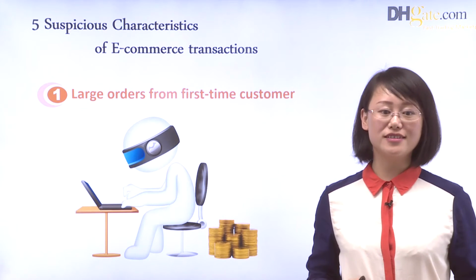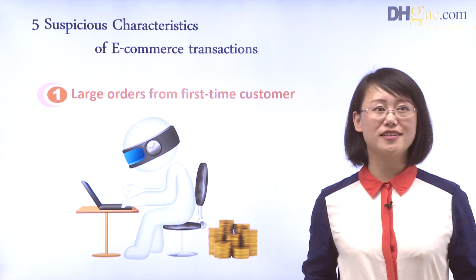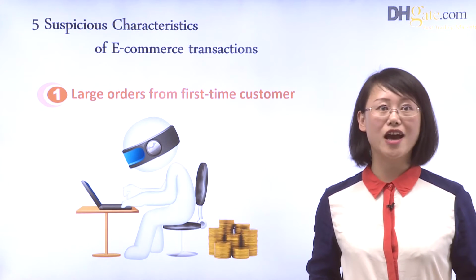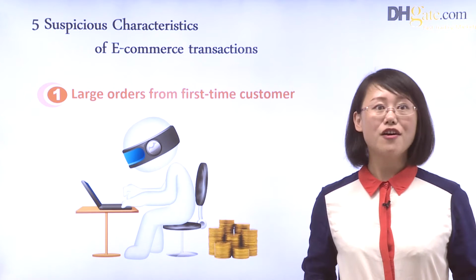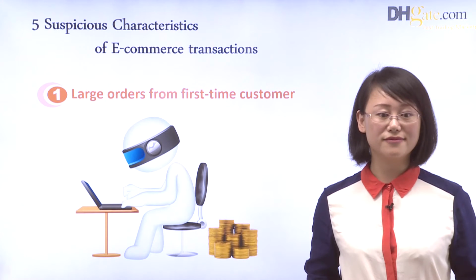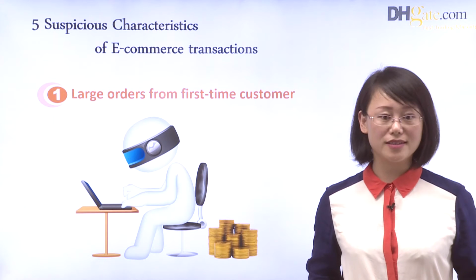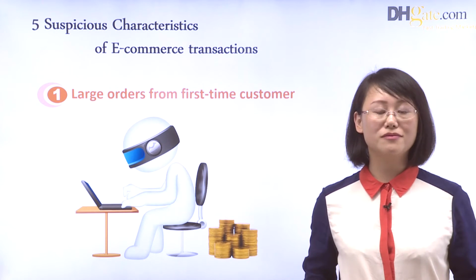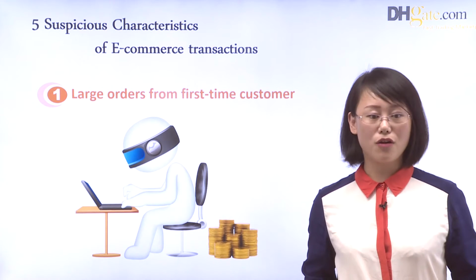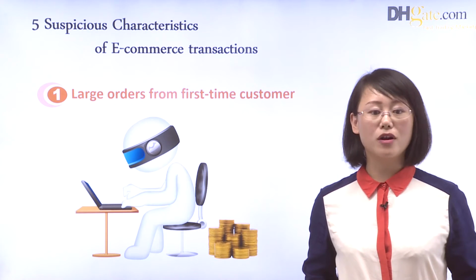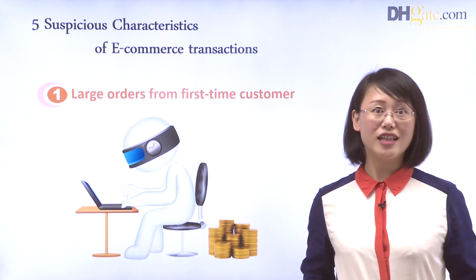To help you better understand what fraudulent transactions may look like, here I listed 5 suspicious characteristics of e-commerce transactions. The first one is large orders from first-time customers. Criminals are always looking for new victims, and they will try to maximize the profit from the stolen card. So, orders with a larger than normal amount placed by new customers should be examined closely.